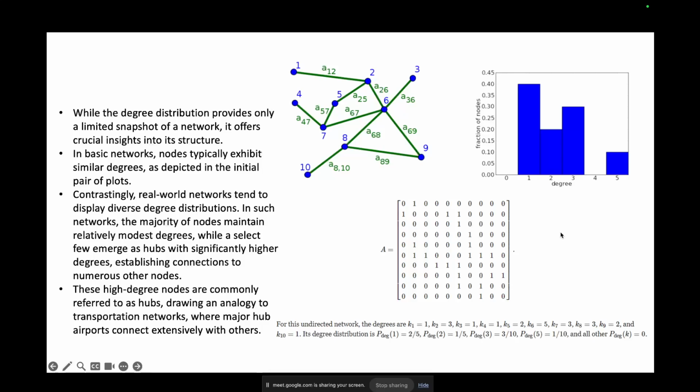So in this case, you have four nodes with degree k equal to 1, which is the first node, then the third, fourth, and the 10th node, and you have 10 nodes in total. So it's basically 4 by 10, and if you reduce it, it will be 2 by 5.